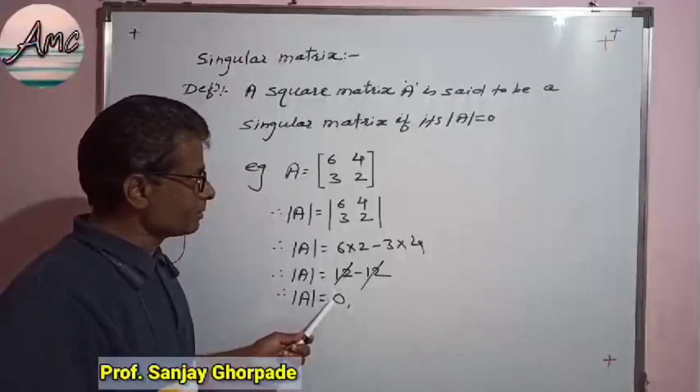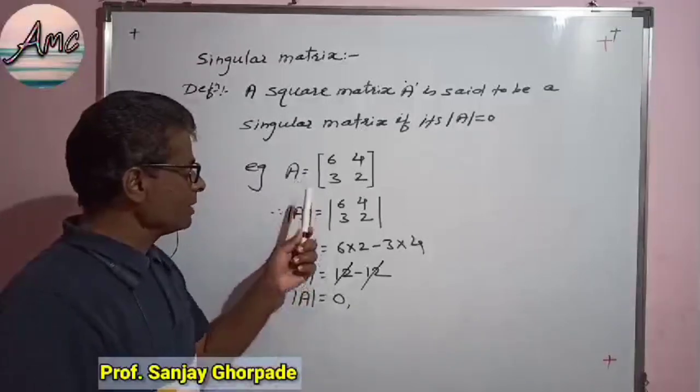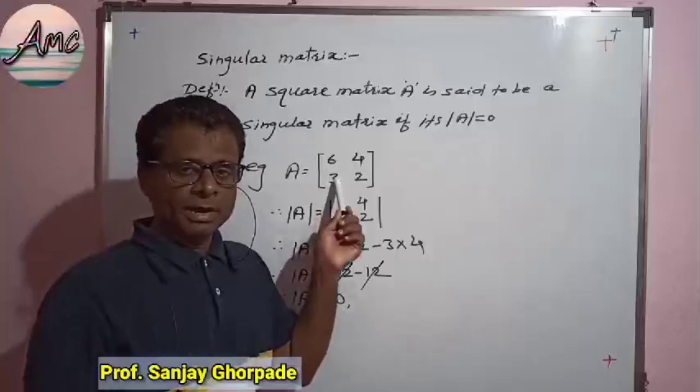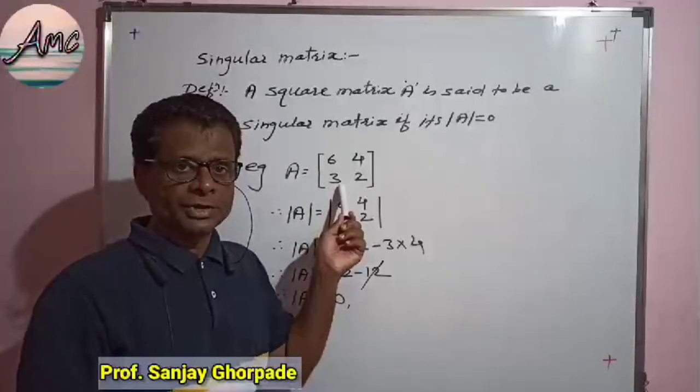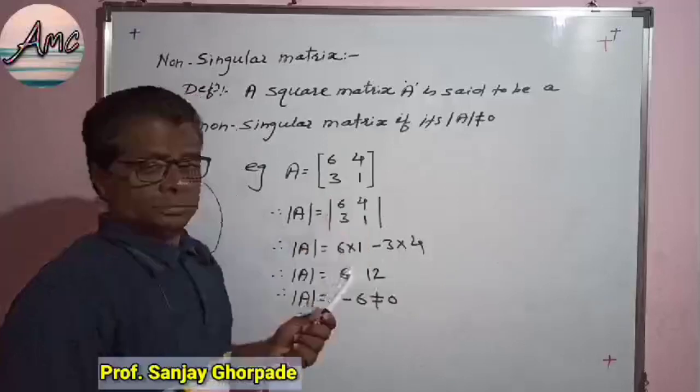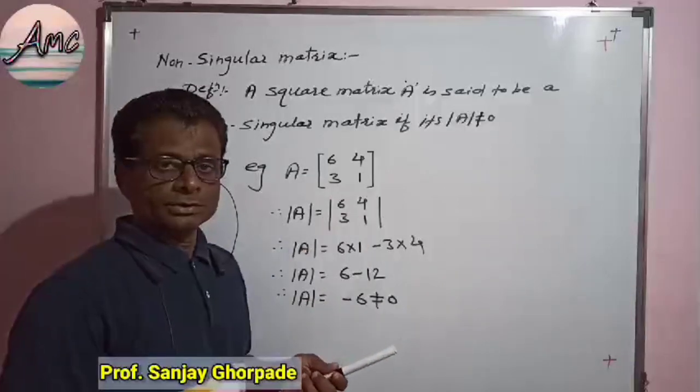If the value of the determinant for a given matrix is equal to 0, then the given matrix is said to be a singular matrix. Take the next definition, non-singular matrix.